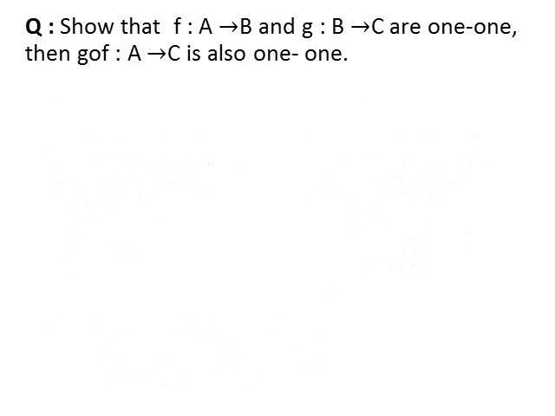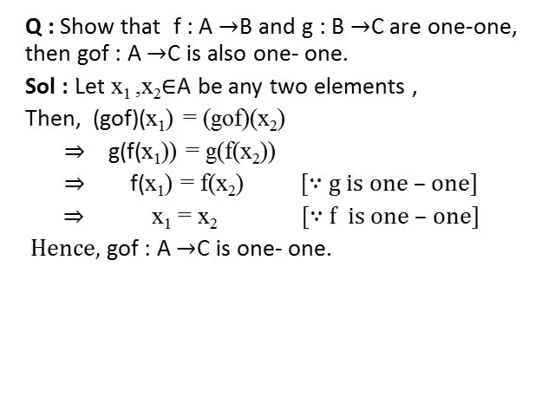Moving to the next question: show that if f mapping from A to B and g mapping from B to C are 1-1, then g of f mapping from A to C is also 1-1. Let x1, x2 be any two elements of set A, then g(f(x1)) = g(f(x2)). As g(f(x1)) = g(f(x2)), it implies that f(x1) = f(x2) because g is a 1-1 function. As f(x1) = f(x2), it implies that x1 = x2 because f is a 1-1 function. Hence, we have proved that g of f mapping from A to C is 1-1.